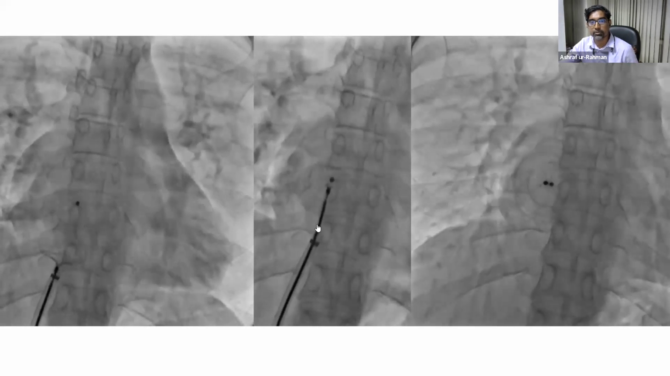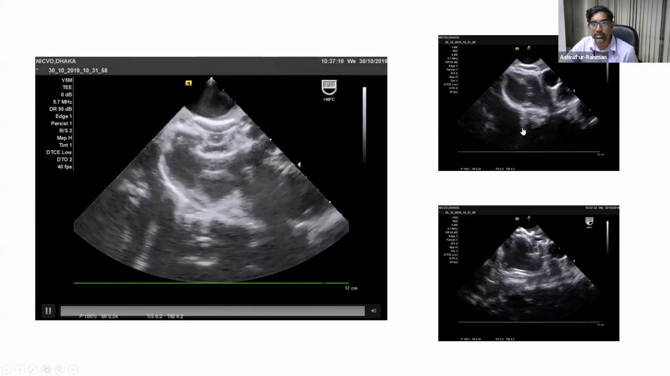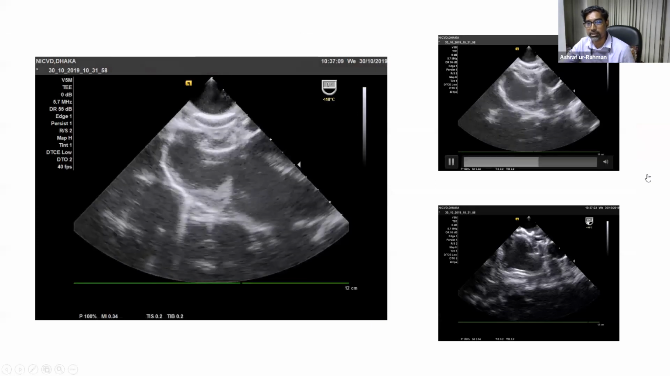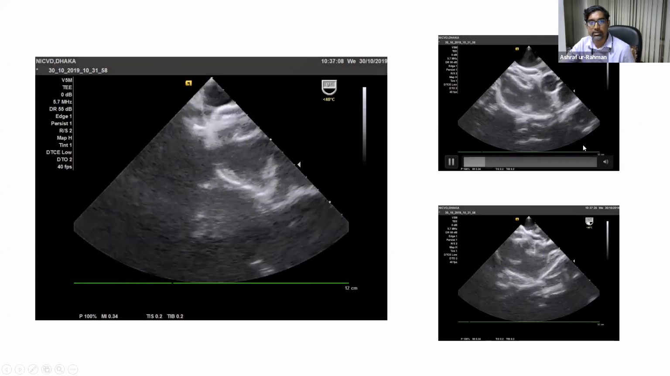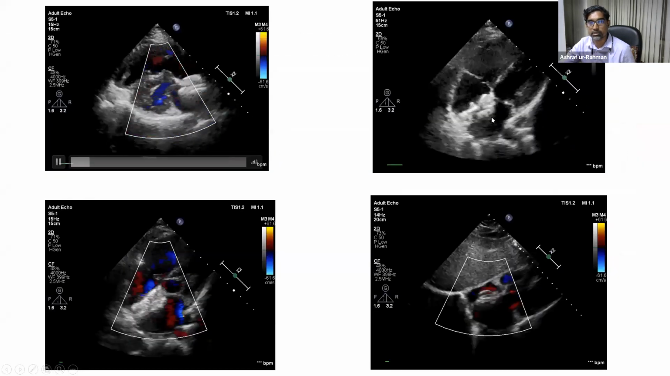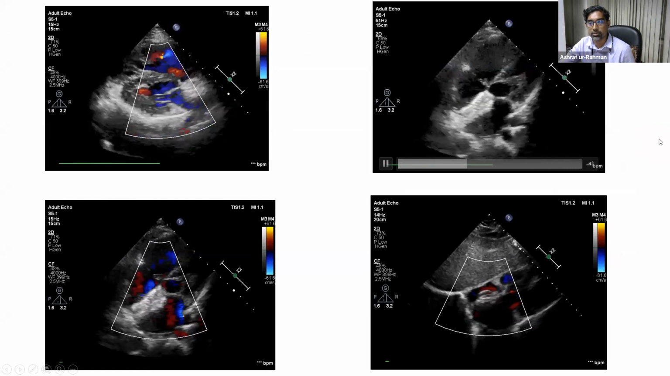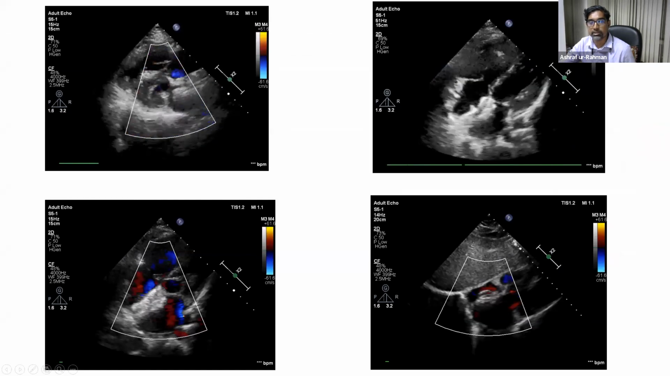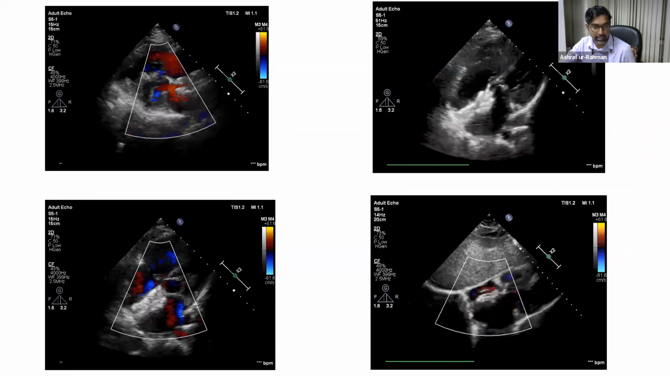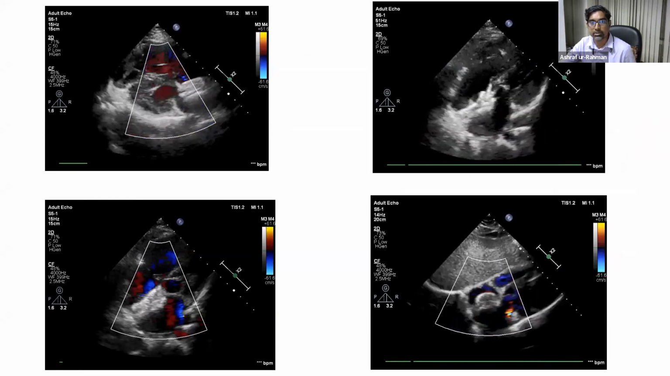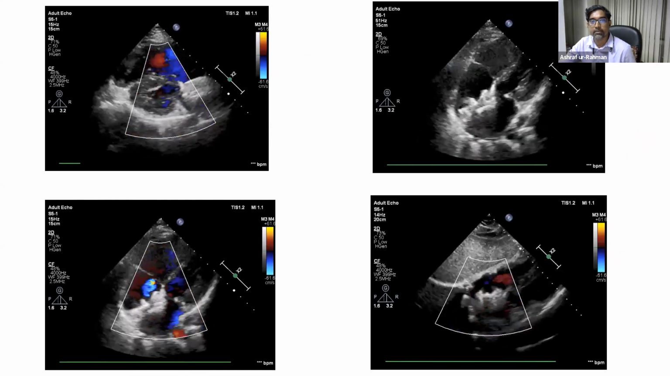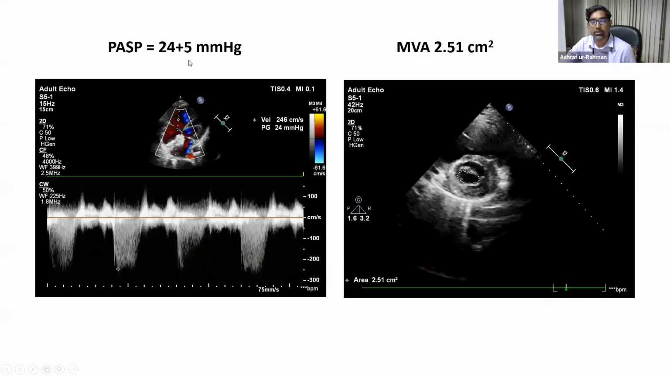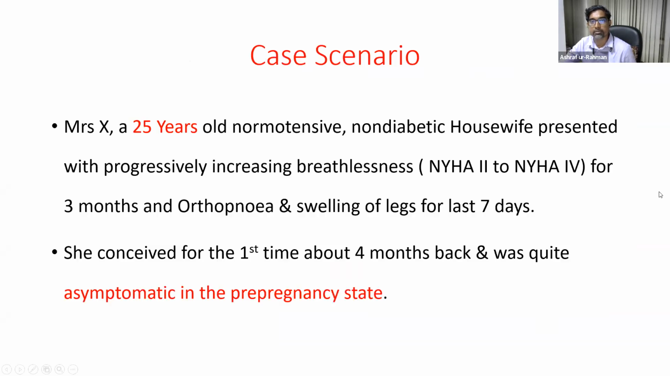And she comes to us for follow-up. After the ASD device, this is her echo at the discharge time. She has the ASD device in situ, and the opening of the mitral valve is quite okay. She has mild MS, you can see, and ASD device in situ with no residual shunt across the septum. Her PASP got down to 21, and valve area at discharge was 2.51 centimeters squared.